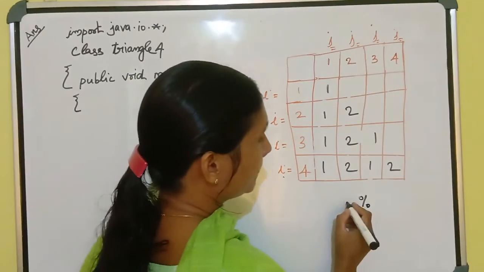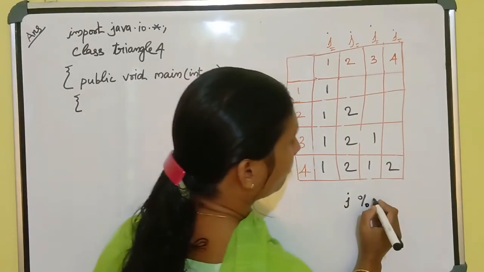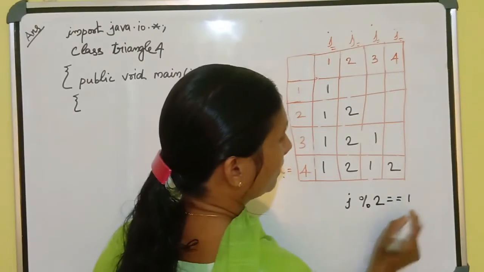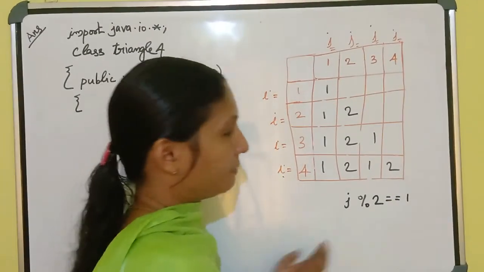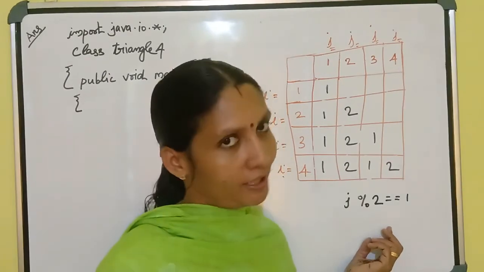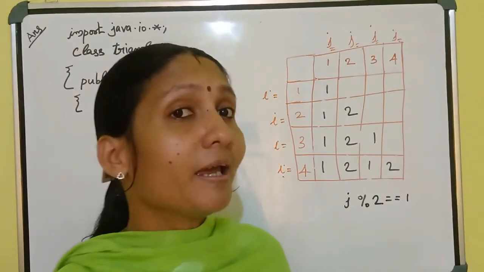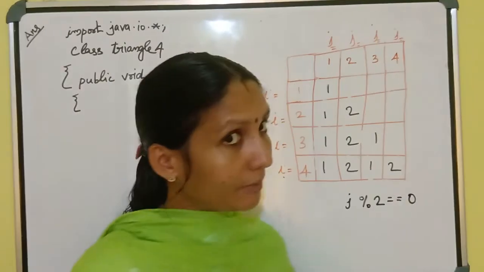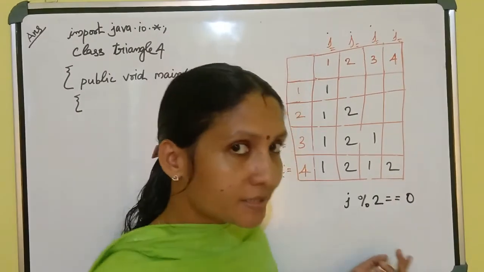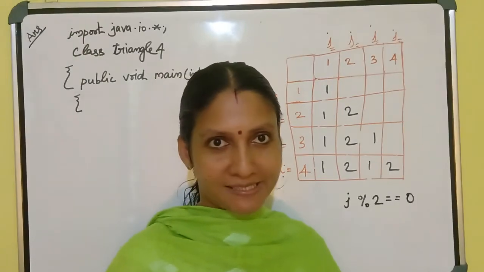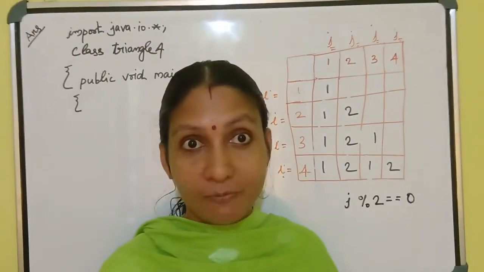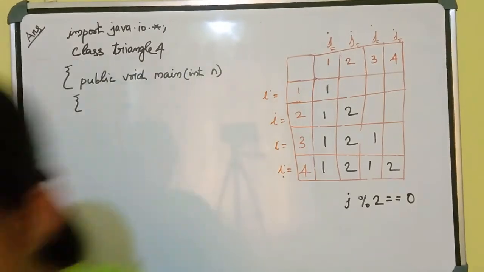If j is representing the column number, if you mod this j with 2, and you get 1, that means it represents an odd number, then we can simply print 1. If you get 0 as a remainder, then we can print 2 in that place. This is the logic of this one. I think you are all familiar with this one. Shall we do the program? Simply we can do it.